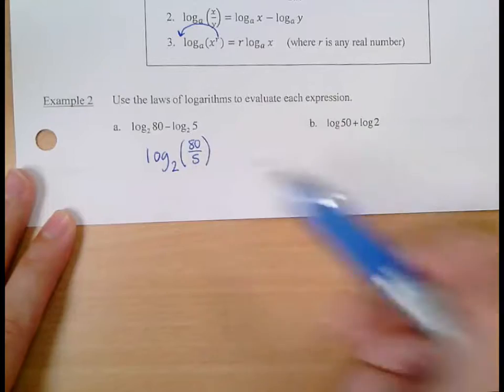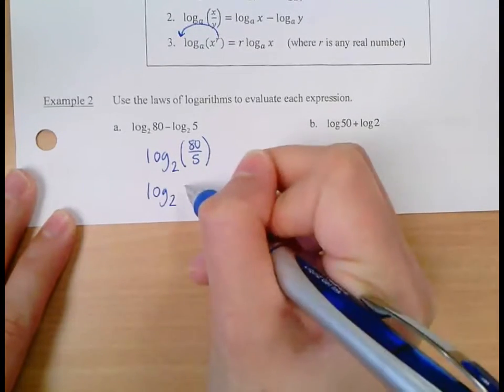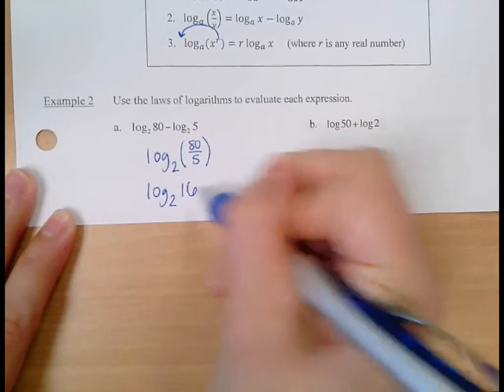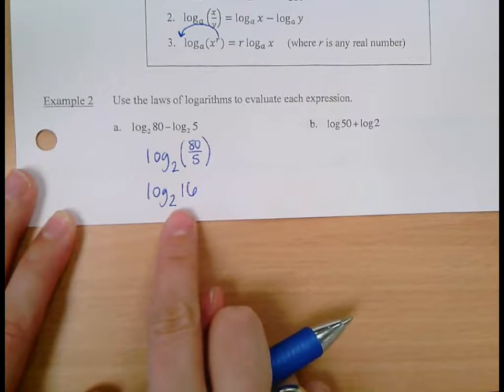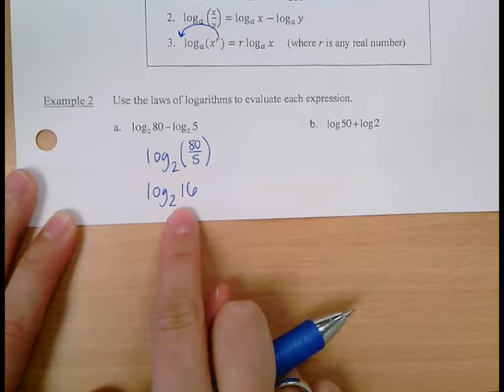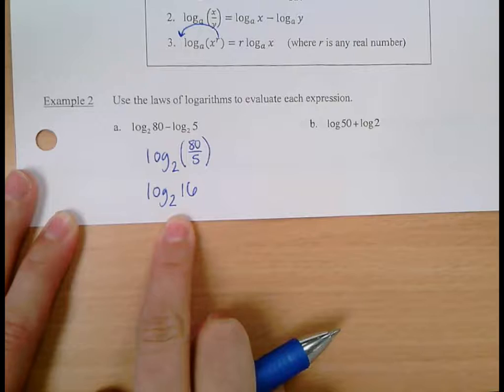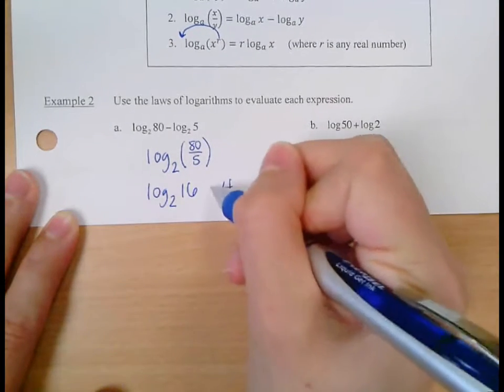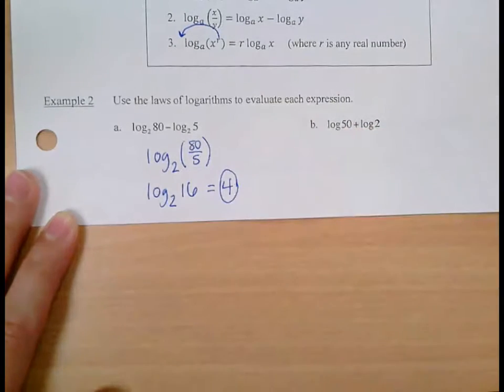And then I can actually divide 80 and 5. So log base 2 of 16. And then I can figure out the value of this logarithm like we did under example 1. What would log base 2 of 16 be? 4, yes. Because 2 to the 4th power is equal to 16. So 4 would be the singular value of that expression.